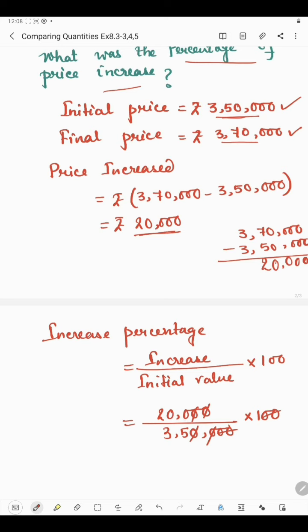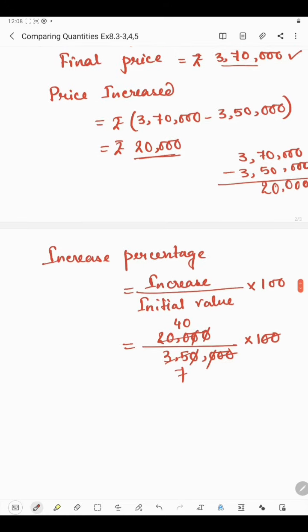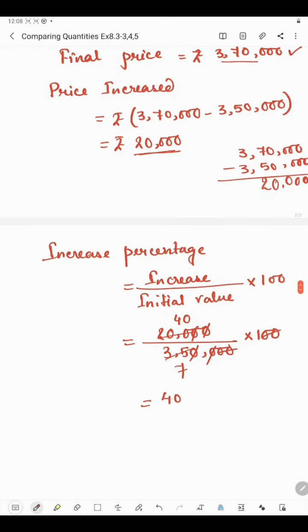Now here the last digit is 0 and here it is 5, so it can be divisible by 5. 5 sevens are 35, 5 fours are 20, and 1 0. So it's 40 by 7.